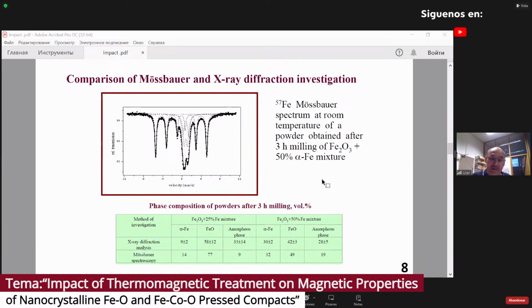After annealing, it consists of alpha iron and magnetic oxides, which have a size from 10 to 20 nanometers.